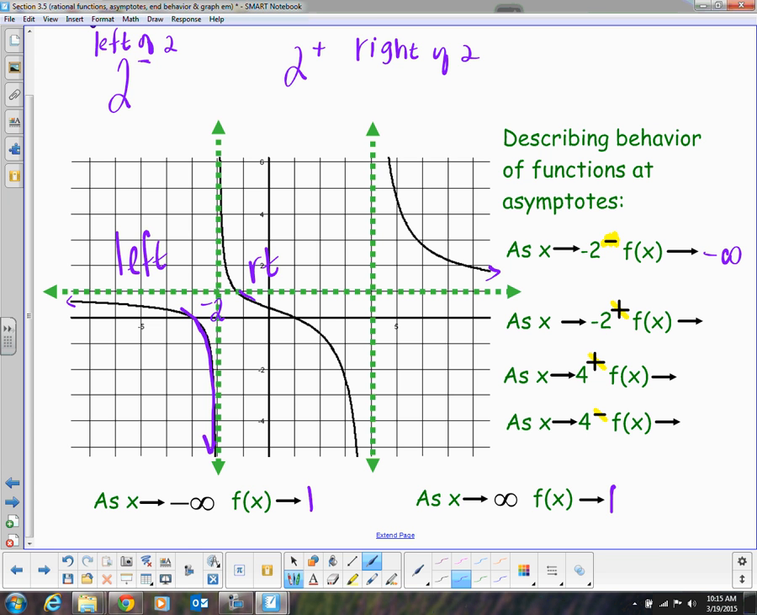Now, here's the right side. Hop on the function, get closer and closer and closer. What are the y values doing? Going up forever, positive infinity.